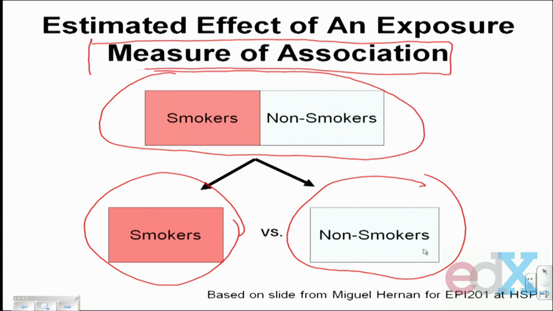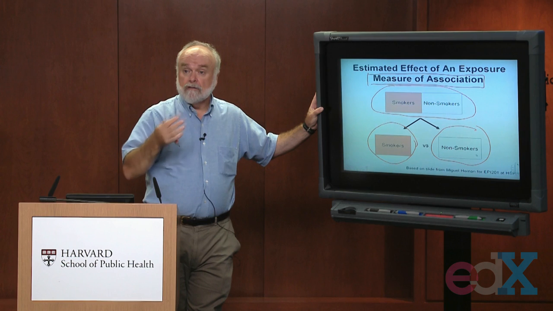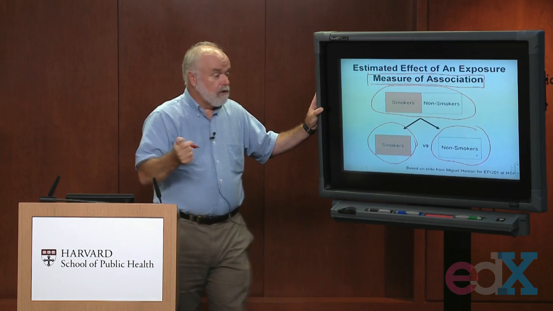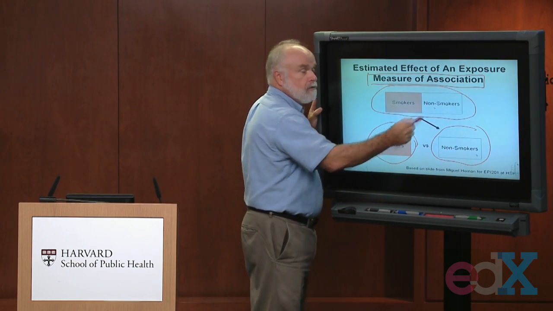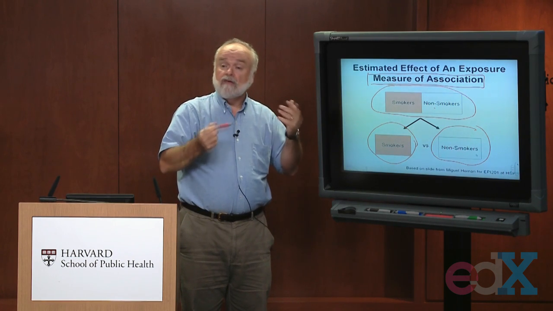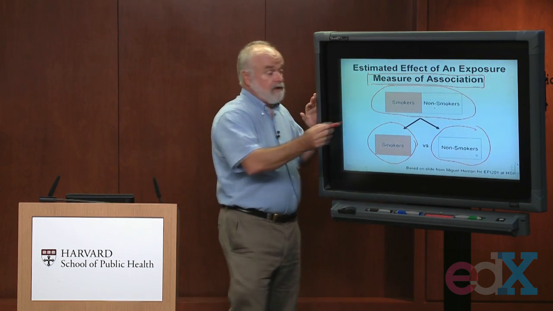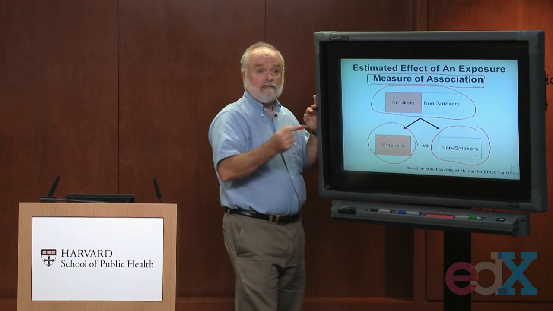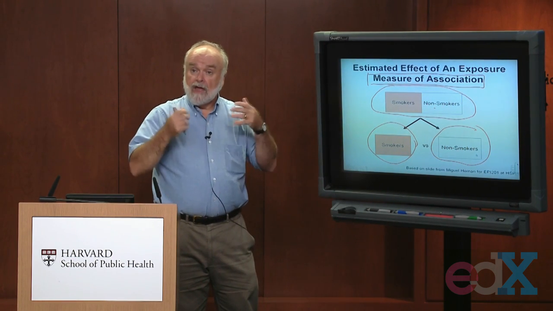Now, when will this measure of association estimate the true causal effect? Well, it's when the non-smokers, the blue box, estimate what would happen to the smokers had they never smoked, which is the same thing as saying the red box, the smokers, estimate what would happen to the non-smokers had they smoked. And that requires that we be free of confounding in our study and free of bias. Those are two topics we're going to be talking about a lot in the coming weeks.